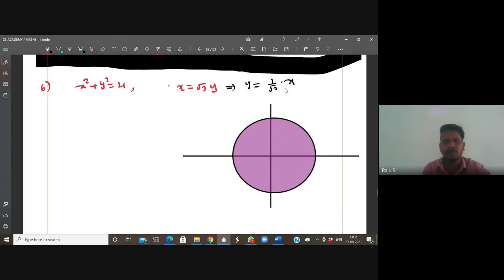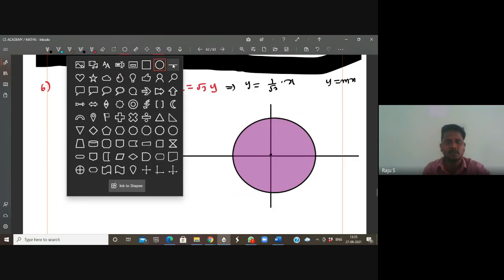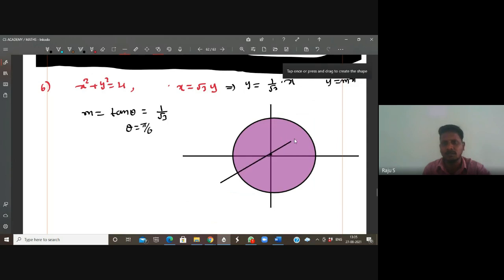You need not compare here, but when you compare with y is equal to mx plus c, the m value is 1 by root 3. What is the m value? M value is tan theta. Tan theta is equal to 1 by root 3. What is the theta value then? Theta value is pi by 6, with a 30 degrees angle. You have to take the line with an angle of 30 degrees with the positive direction of the x-axis.